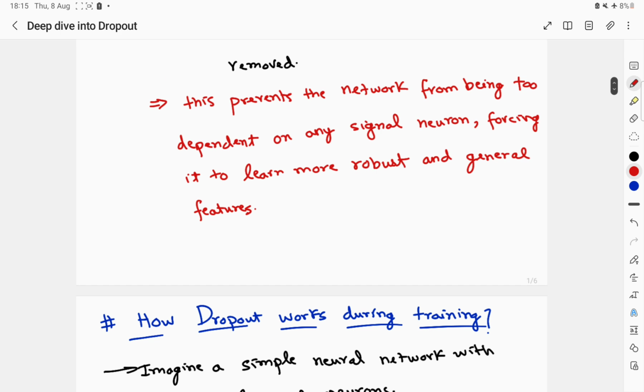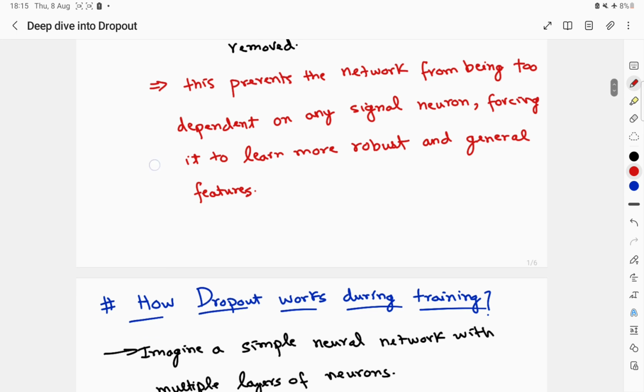This prevents the network from being too dependent on any single neuron, forcing it to learn more robust and general features. And this is the intuition behind dropout: when you remove a certain set of neurons, the network stops being dependent on any particular neuron, and therefore it learns more robust and general features in order to learn the underlying distribution or the underlying data pattern, right?